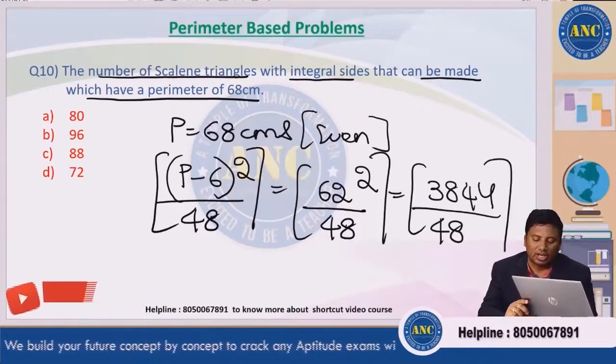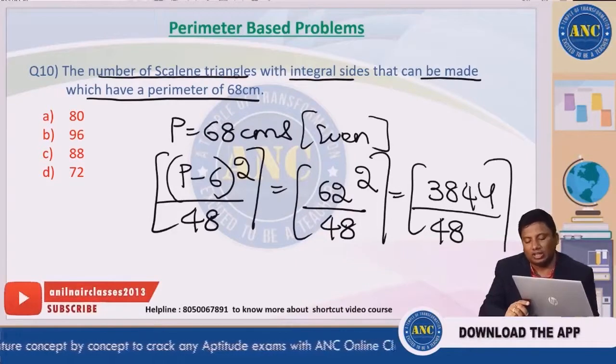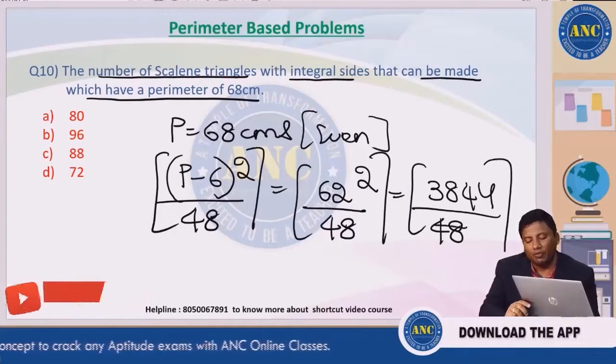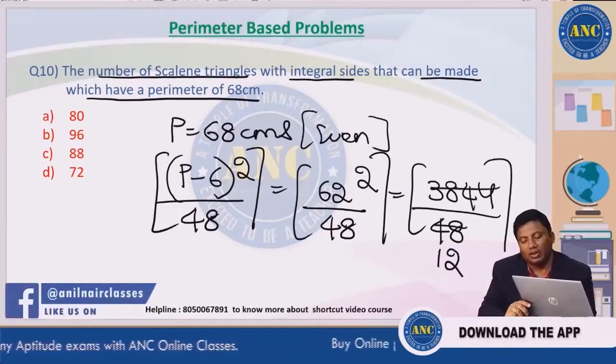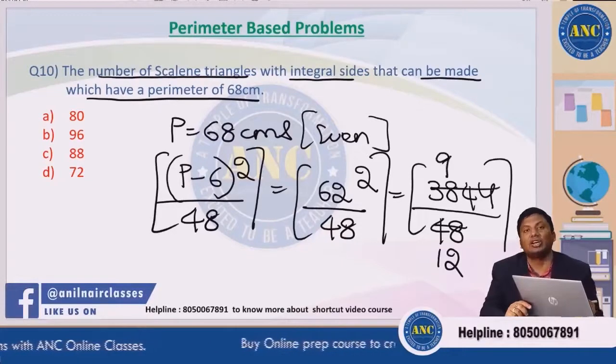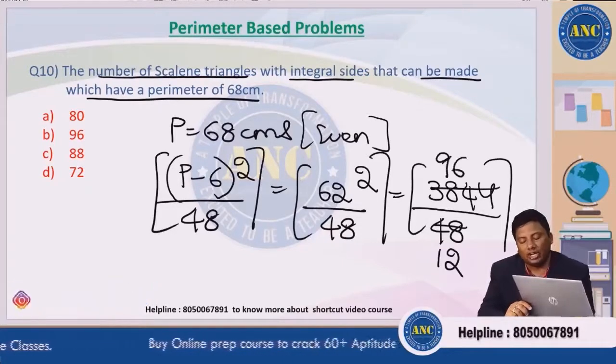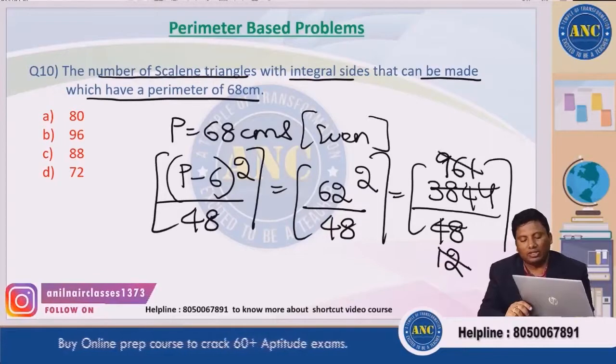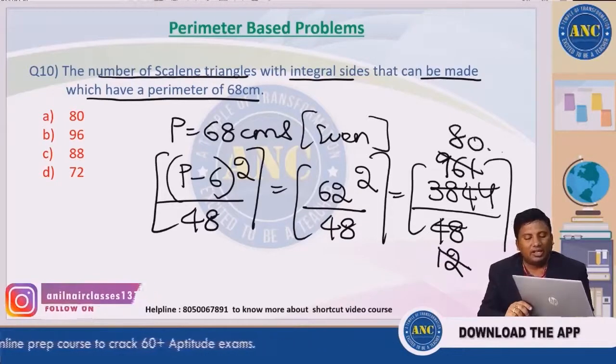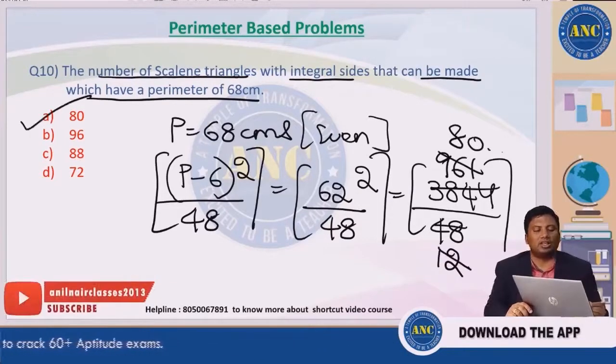That logic I will discuss. Dividing, it is 12 eights are 96, so we get 80 point something. So the answer is nothing but 8.